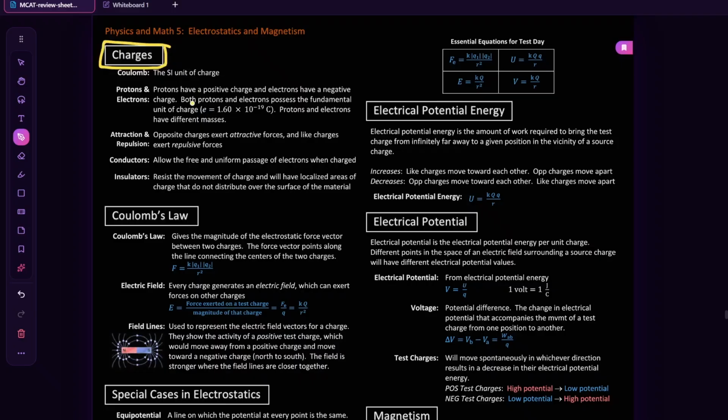Every atom has protons, which carry a positive charge. Protons have a positive charge and electrons have a negative charge. By the way, the unit for charge is called the coulomb. Both protons and electrons possess the fundamental unit of charge, 1.6 times 10 to the negative 19 coulomb. This is not Celsius or anything like that; C is coulomb. Protons and electrons have different masses. That's a very small amount, by the way, this number. And then for attraction and repulsion, this is probably something you already know intuitively: opposite charges attract and like charges repel each other.